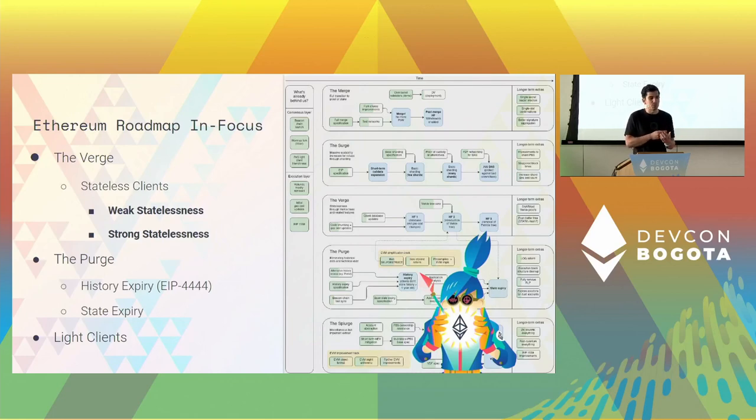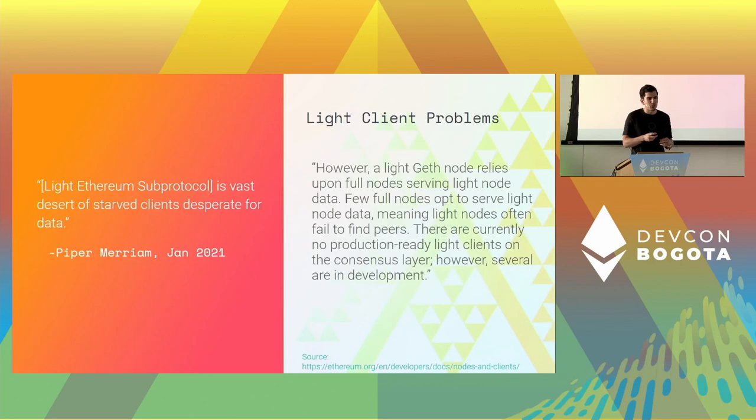And then state expiry attacks the unbounded state growth of Ethereum, where certain state, if it's not touched frequently enough, would be allowed to expire. And then light clients, we're going to touch on a little bit in the next screen, but I think they're interesting to bring up here because they share a lot of the same requirements as those previous two milestones. They're also part of the solution space, because a lot of this stuff boils down to being able to access state and data.